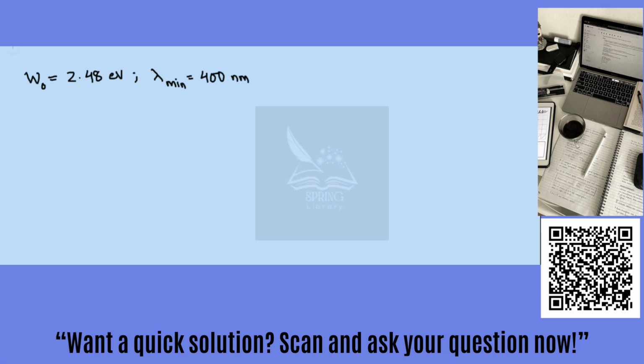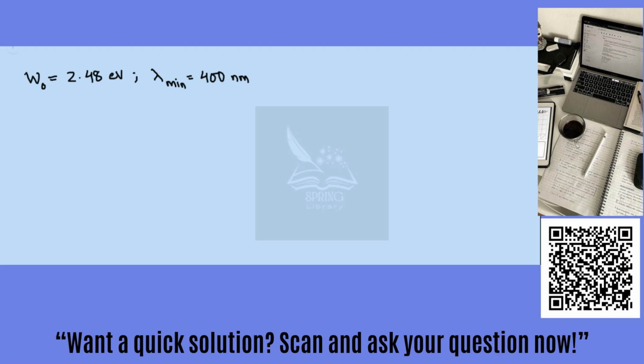So in this question, we have to find the maximum kinetic energy of electrons ejected from barium with the work function 2.48 electron volt when it is illuminated by white light. So we know that the photon of visible light with maximum energy has the minimum wavelength.